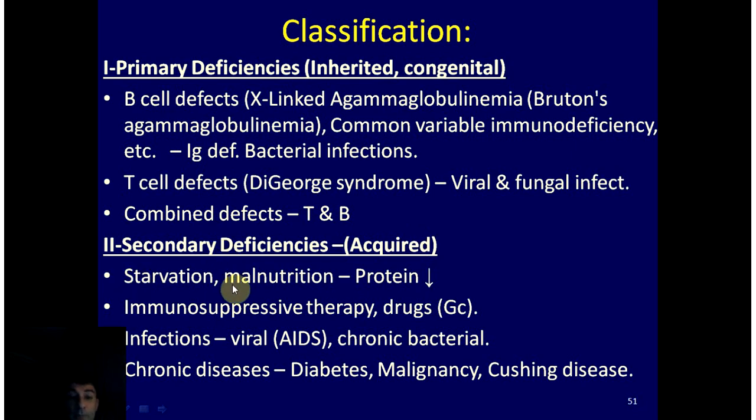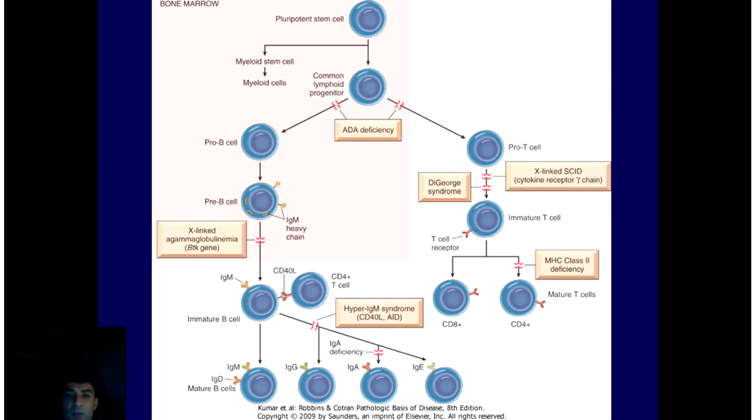So it could be due to starvation, deficiency of proteins in the food, or some drugs like glucocorticoids. The classical example is the virus-induced secondary deficiency called acquired immune deficiency syndrome, and different chronic bacterial infections may finally lead to this. Many chronic diseases lead to more or less deficiency in the immune system, like diabetes, different malignancies, and Cushing disease, due to overproduction of glucocorticoids, which have an immunosuppressive effect.